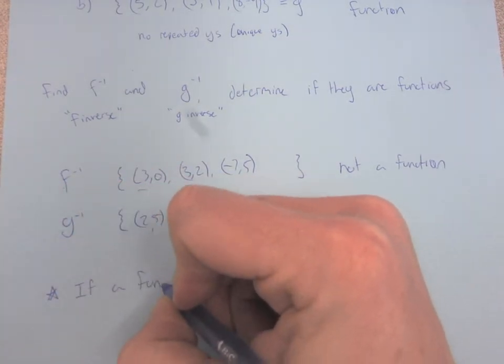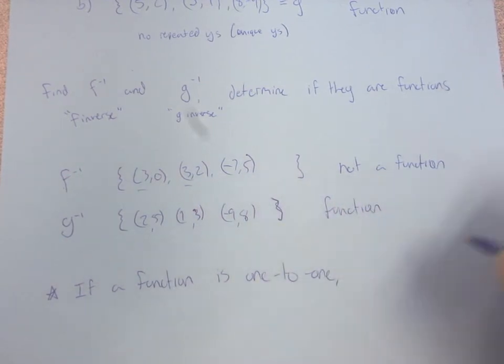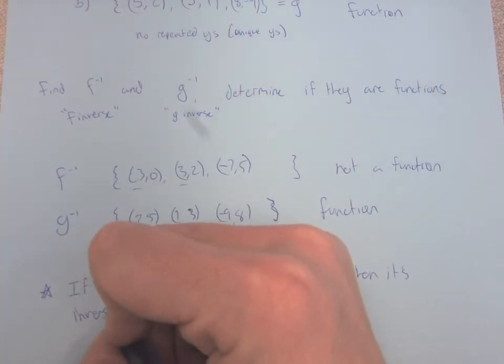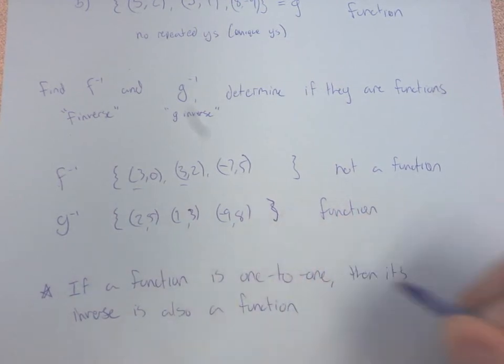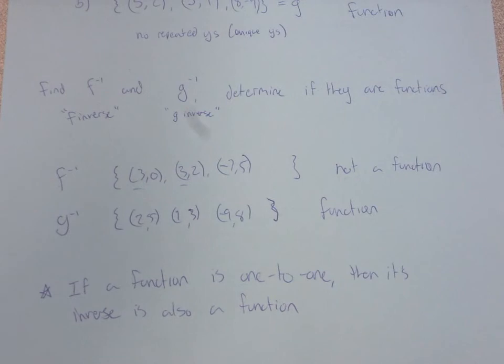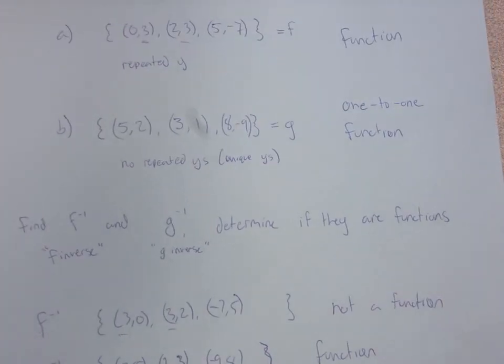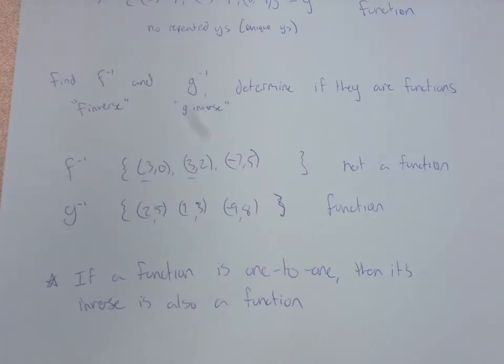If a function is one-to-one, then its inverse is also a function. Now every relation has an inverse, and the inverse of a relation is also a relation. But sometimes when we take the inverse of something, we get something that's a function, and sometimes it's not a function. So this is again the rule: if a function is one-to-one, then its inverse is also a function.